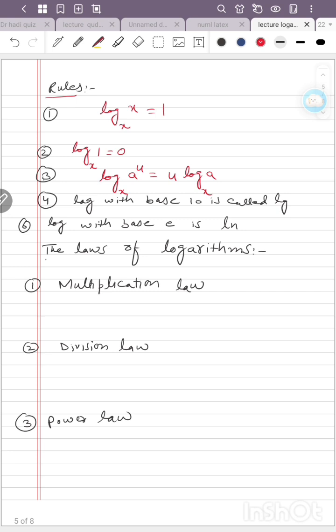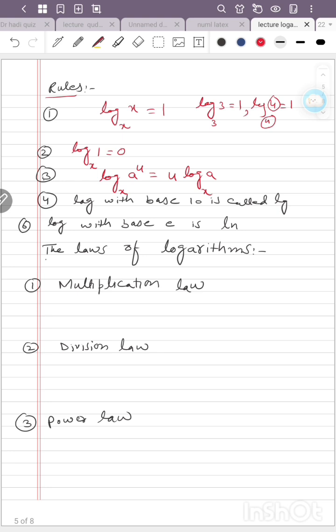Similarly, if you have log 3 base 3, the answer will be 1. If you have log 4 base 4, the answer will be 1, because the base and argument are the same.